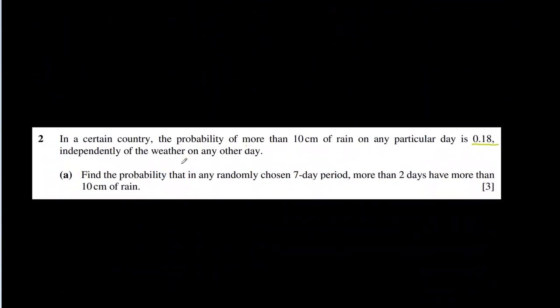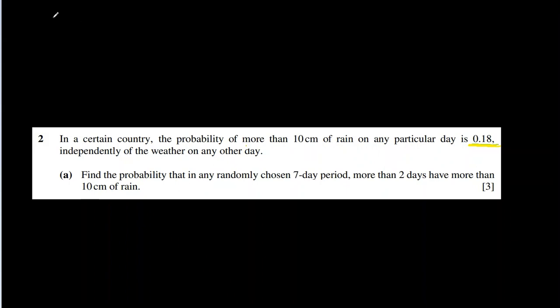In a certain country, the probability of more than 10 centimeters of rain on any particular day is 0.18, independently of the other days. Okay. Find the probability that in any randomly chosen 7-day period, one 7-day period, right? More than 2 days have 10 centimeters or more of rain.